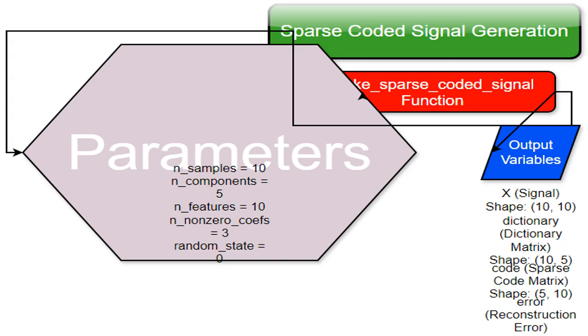_n_samples sets the number of signals, 10. _n_components sets the number of dictionary atoms, 5, which are the building blocks of my signals. _n_features is the dimension of each signal, 10. _n_non_zero_cofs dictates how sparse the signal is: 3 non-zero elements in each signal representation. And _random_state ensures I get the same results each time for reproducibility.